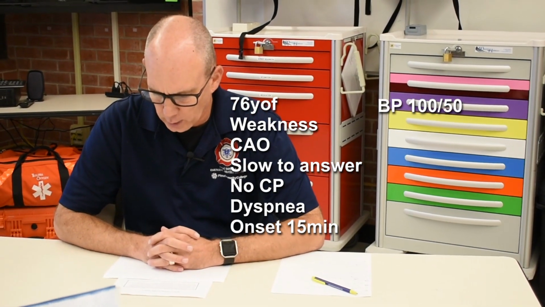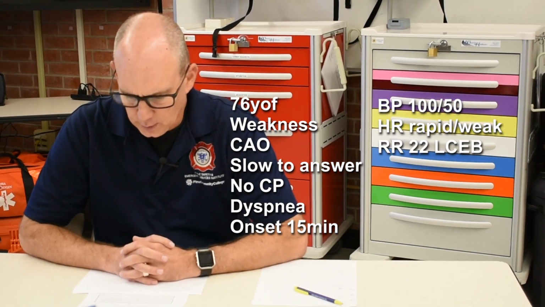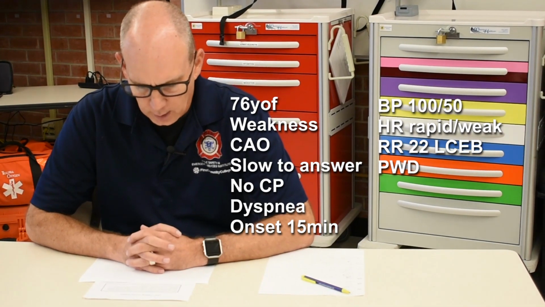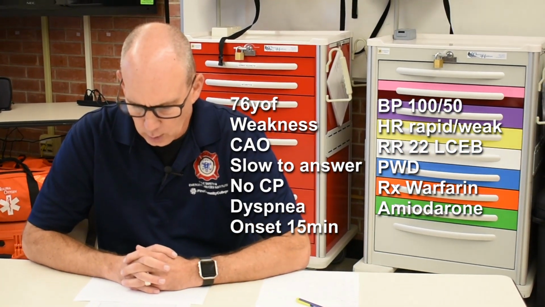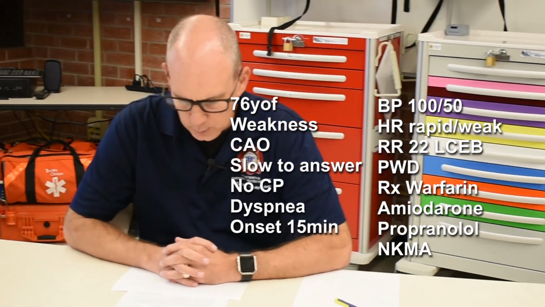Vitals are blood pressure 100/50, pulse is rapid and weak and too fast to count. Respirations are 22 and clear, skin is pink, warm, and dry. Patient takes warfarin, amiodarone, and propranolol. No known allergies. After placing the patient on the monitor, you observe the following rhythm.